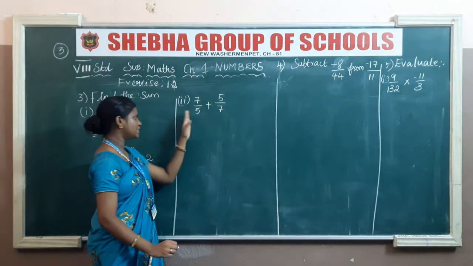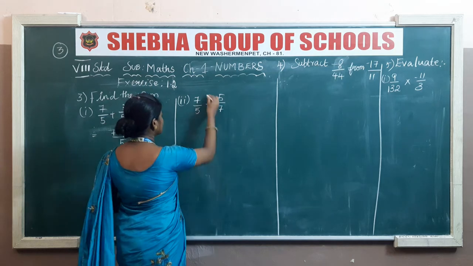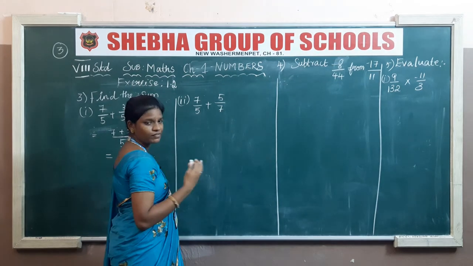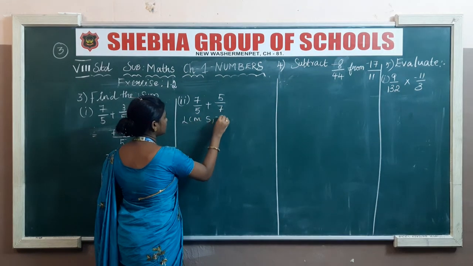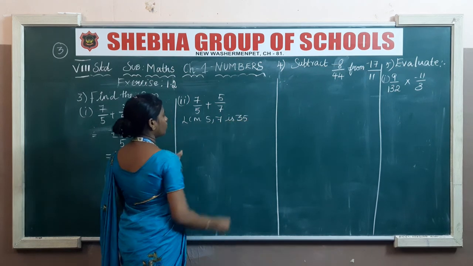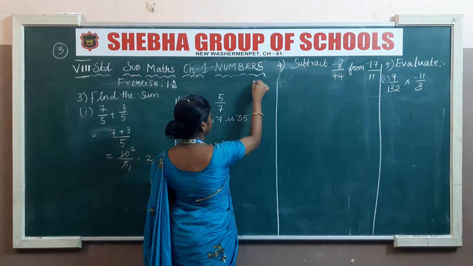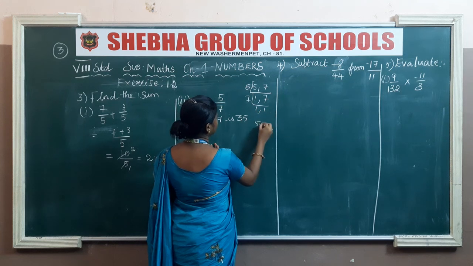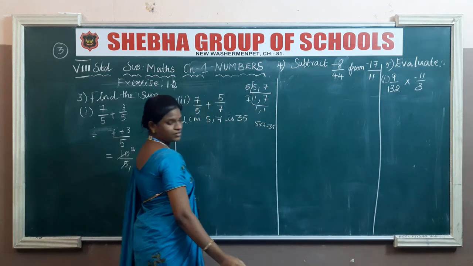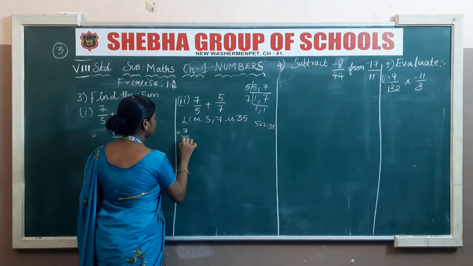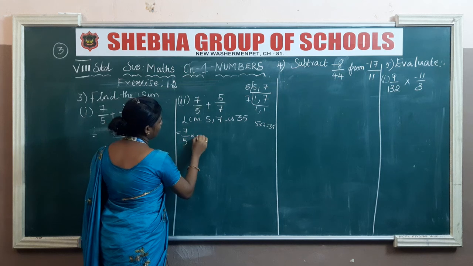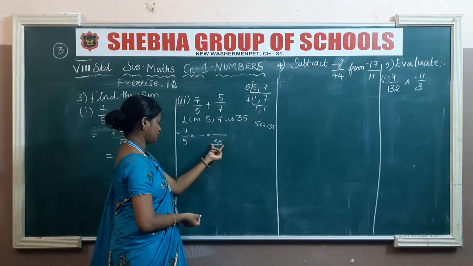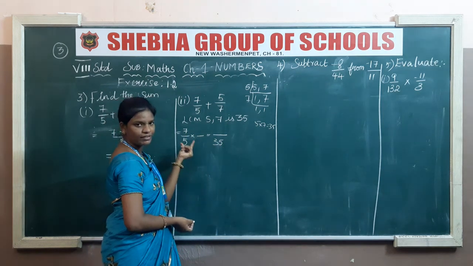Then the second operation, 7 by 5 plus 5 by 7. We compulsorily have to take the LCM of 5 and 7. The LCM of 5 and 7 is 35. How can we do it? 5 into 7 should be 35. So the LCM is 35. So compulsorily we have to take 35.